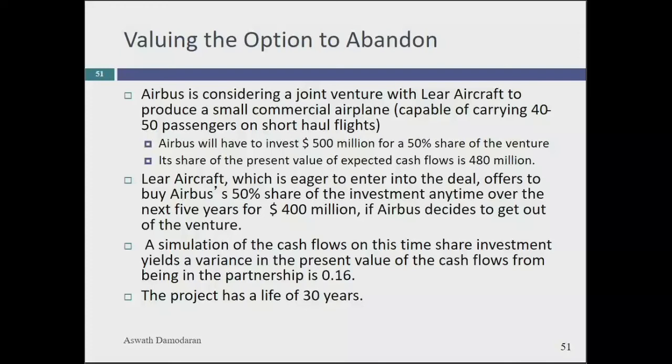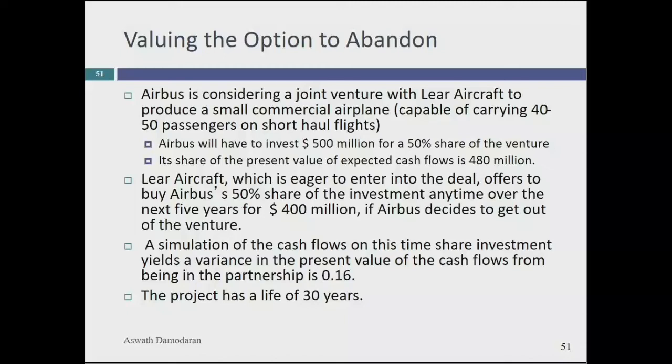So, Airbus, you're going to make this decision. You'll have to invest $500 million. I'll invest $500 million. We each invest. And right now, you do the analysis. Based on what you can see in expected cash flows, the present value of expected cash flows is $480 million. So based on those two numbers, for you as Airbus, this looks like a negative net present value investment, right? You're investing $500 million, you're getting back $480 million, that's minus $20 million.